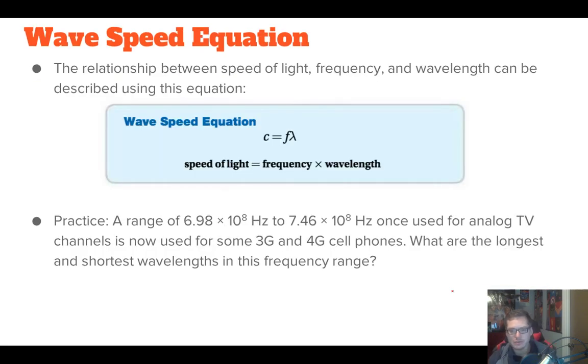So this is our wave speed equation. Pretty easy, pretty much exactly like what you're used to using. The speed of light is equal to the frequency times the wavelength.